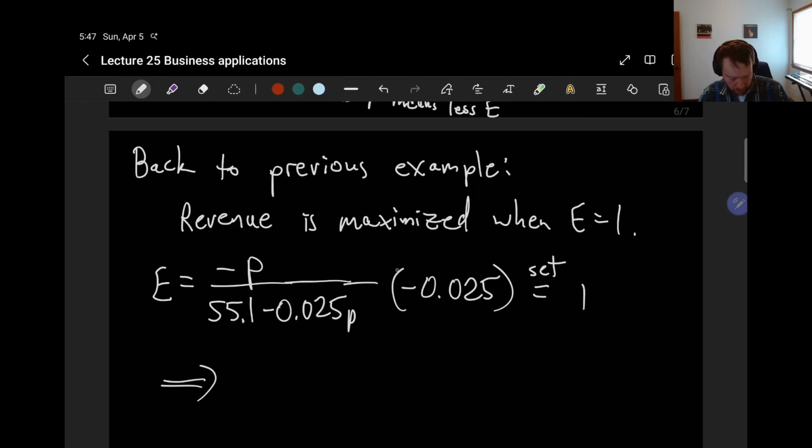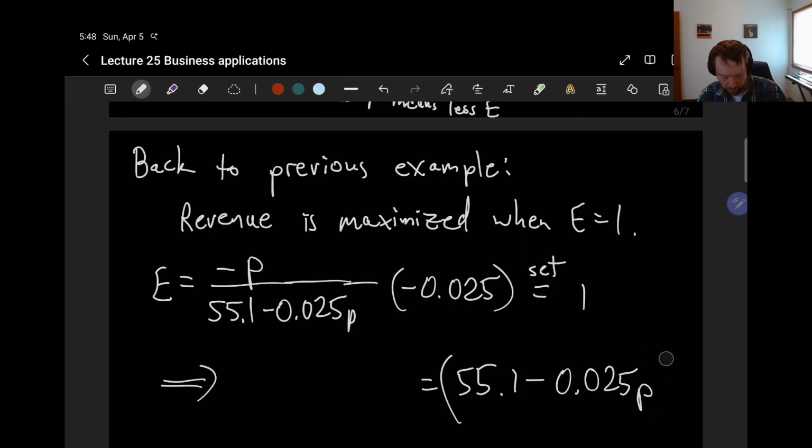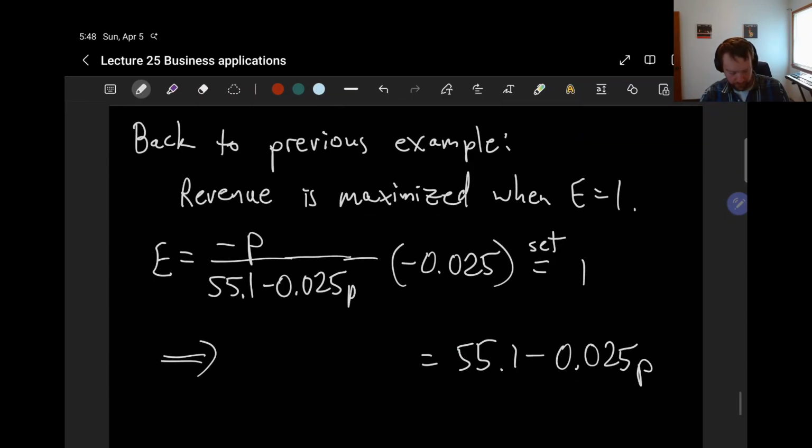Okay, so these here can multiply together. This denominator here, I want it to go away. I don't want it to be a denominator. So I'll multiply both sides by that, and that'll be a times 1 over here. So let's start on that right side. Got this 55.1 minus 0.025p. So it was this whole thing times 1. I'm not going to write that times 1. Right, so I essentially moved that over.